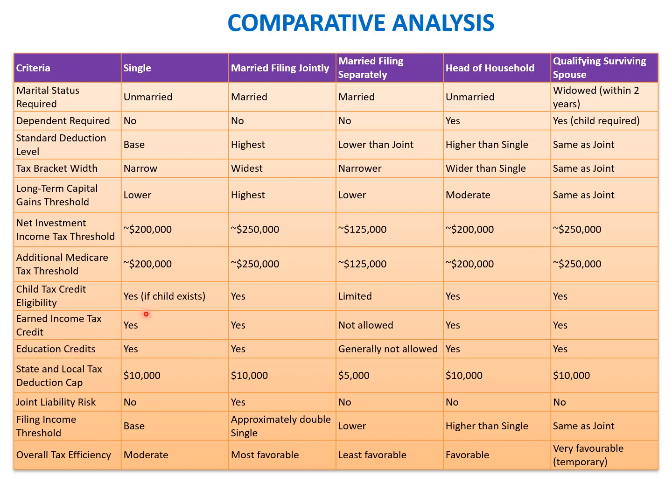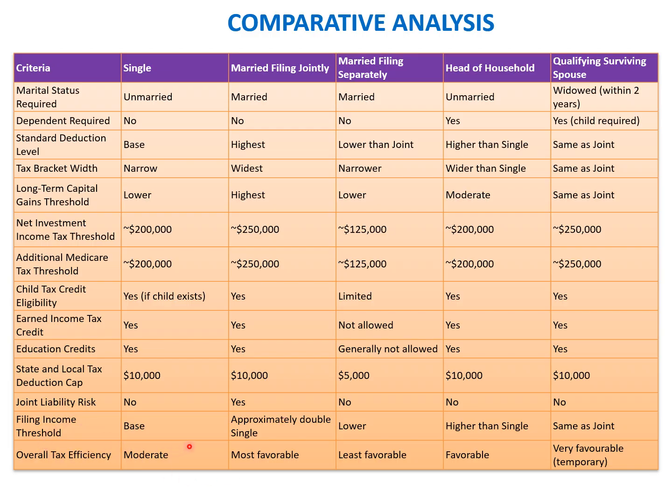Child tax credit eligibility: yes for a single if a child exists. Married filing jointly, yes, it is there. Married filing separately, it's limited, and for the rest of the two categories, it is yes. Earned income tax credit is yes, but it is not allowed for married filing separately, though it is available for the rest of the categories. Education credit is yes for all the categories except married filing separately. State and local tax deduction is 10,000 for each one, but for married filing separately it is 5,000. Joint liability risk is there only for one category, which is married filing jointly.